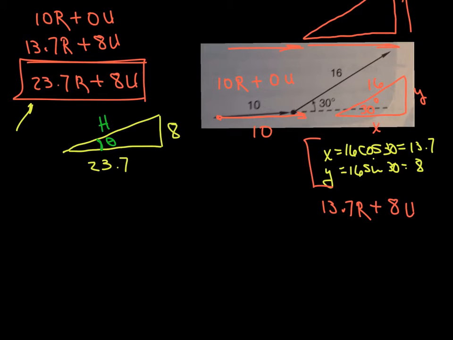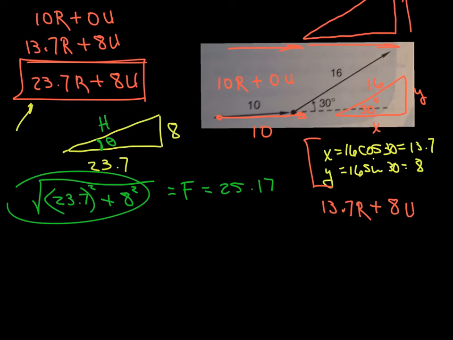So again, to find the hypotenuse, we use the distance formula, 23.7 squared plus 8 squared. Take the square root of that, and that'll give us our hypotenuse, or our force, and in this case it is 25.17 when you solve that. So that's one part that we're looking for.